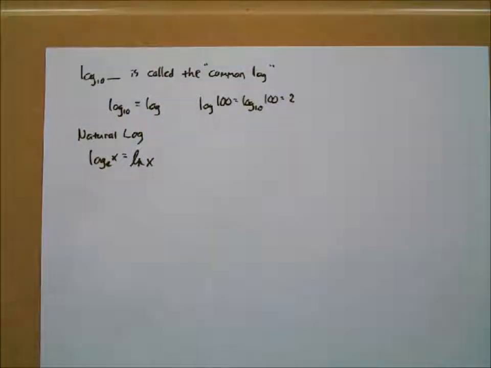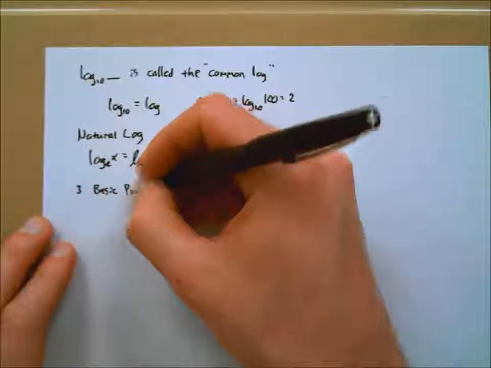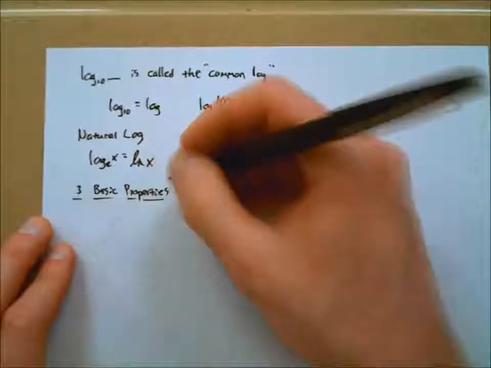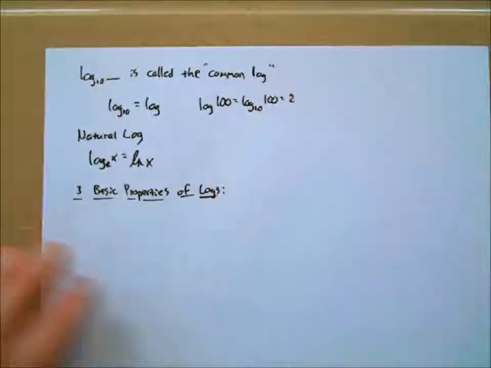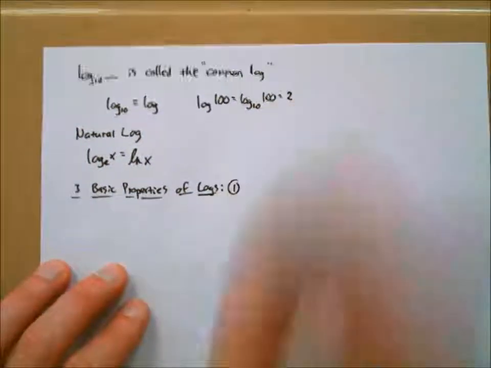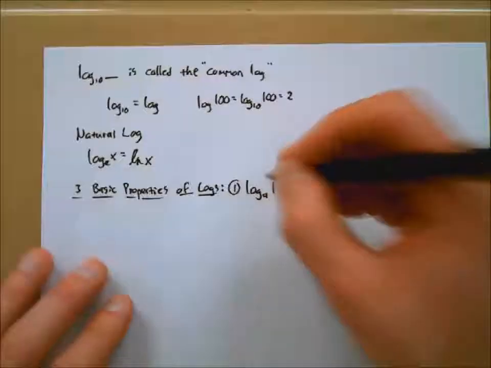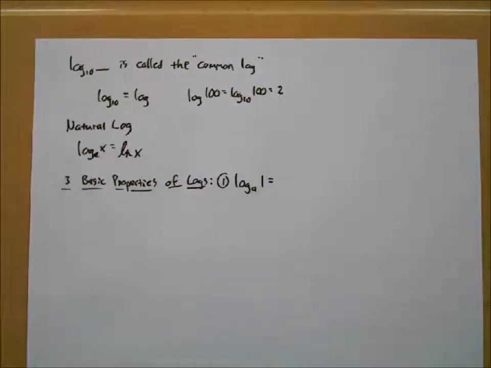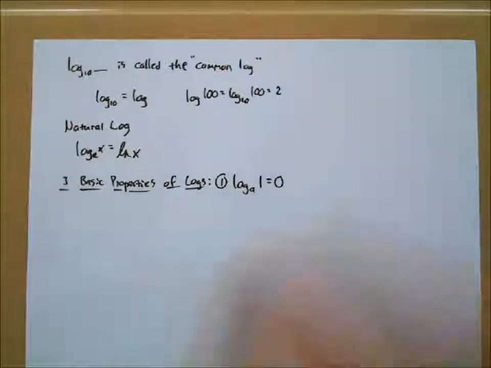And then there are 3 basic properties of logarithms with which we should be familiar, but they're not going to be mind-blowing. They'll just be like, oh yeah, that makes sense. Hopefully, at least. Property 1: log base A of 1 will always equal what? 0, right? A to what power gives us 1? Got to be 0.